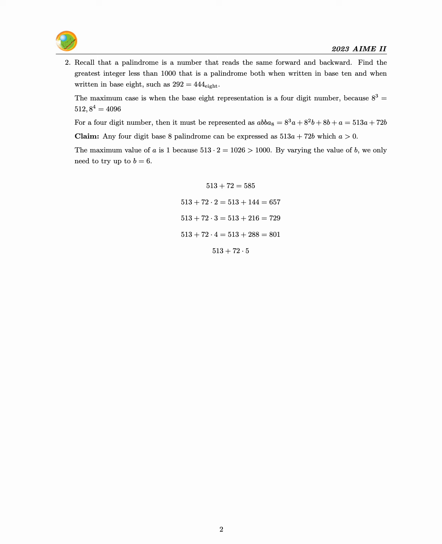What about the last one? 513 plus 72 times 6. Well, that is equal to 513 plus 432, which is equal to 945. Still not a palindrome. So now we can conclude that the maximum such number is equal to 585, and that is indeed our answer to this problem.